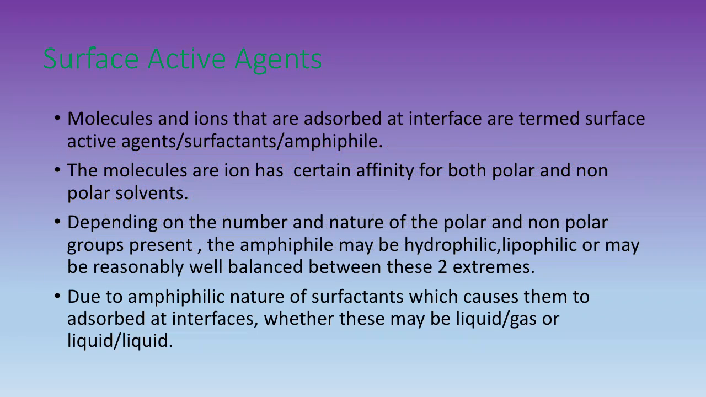Now what are surface active agents? Molecules and ions that are adsorbed at an interface are termed surface active agents. In our previous video we discussed what an interface is. In simple language, an interface is a phase which separates two states of matter, for example solid and liquid, or solid and gas. So the phase separating the two states of matter is simply called the interface. The molecules and ions that are adsorbed at the interface are termed surface active agents, or surfactants, or amphiphiles.